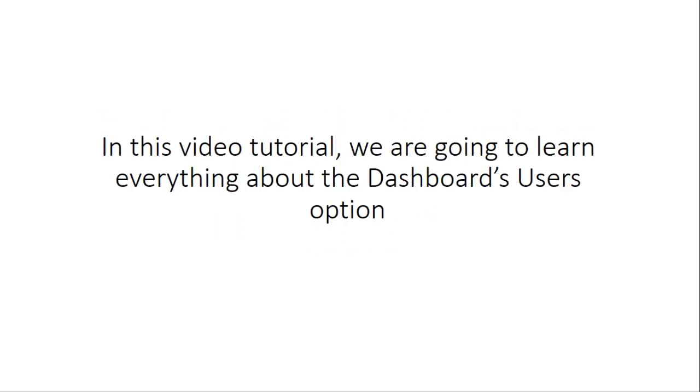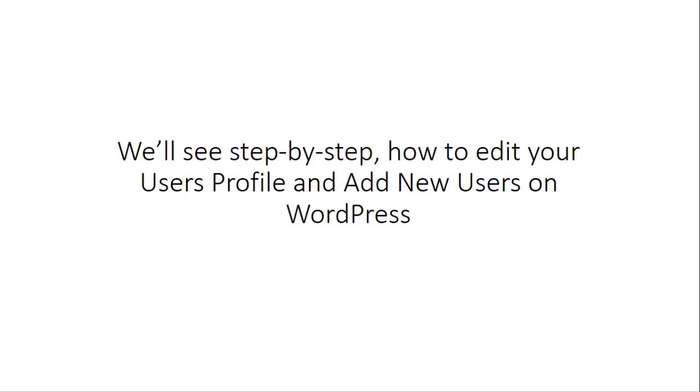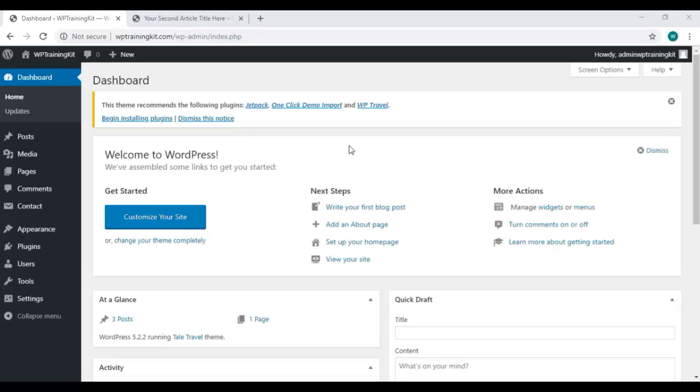In this video tutorial, we're going to learn everything about the dashboard's Users option. We'll see step-by-step how to edit your user's profile and add new users on WordPress. So let's get started. On WordPress dashboard, choose Users. You have three sub-options: All Users, Add New, and Your Profile.